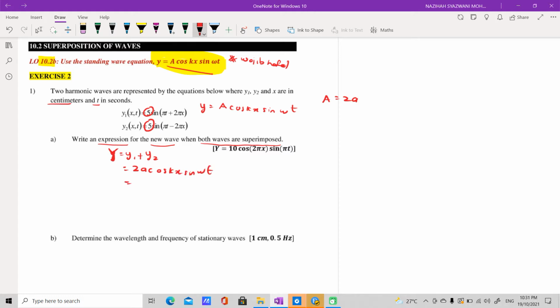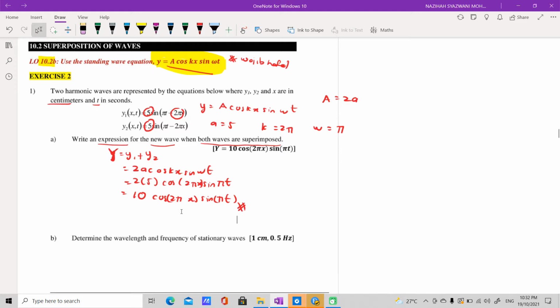So the small letter a is 5. What is the value of k? k is 2 pi, and omega is pi. So that will be 2 times 5, which is 10, cos 2 pi x sin pi t. Sorry, I forgot to put my x here. So it is 10 cos 2 pi x sin pi t. That is how you do question part A.